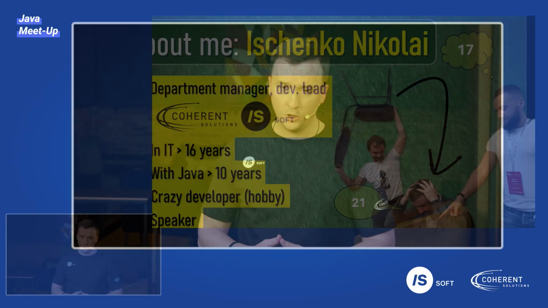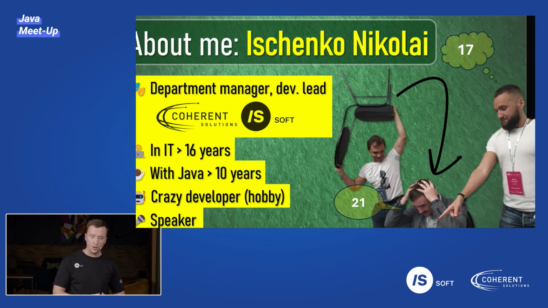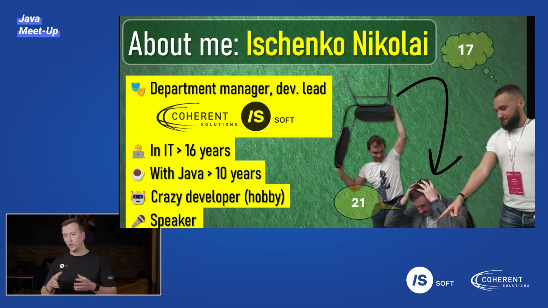On the first slide, let me introduce myself. My name is Nikolai Ischenko, and I've been working at Coherent Solutions and for the eSoft company. eSoft is a part of Coherent Solutions. I work here as a department manager and dev lead, because I still like to put my hands into the code, and together with it, I like to work with people because I love them, you know that. In the IT sphere, I've been working for a little bit more than 16 years, and in the Java world, a little bit more than 10 years.